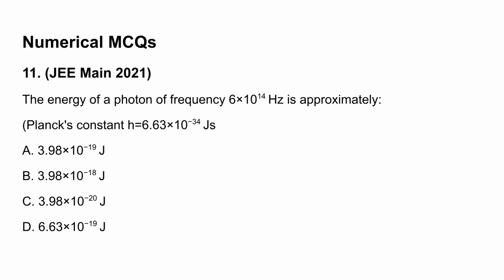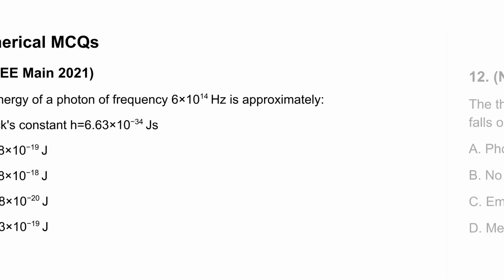Numerical MCQ 11, JEE Main 2021. The energy of a photon of frequency 6 × 10^14 Hz is approximately what value? Planck's constant is 6.63 × 10^-34 Js. Choose from options A through D.